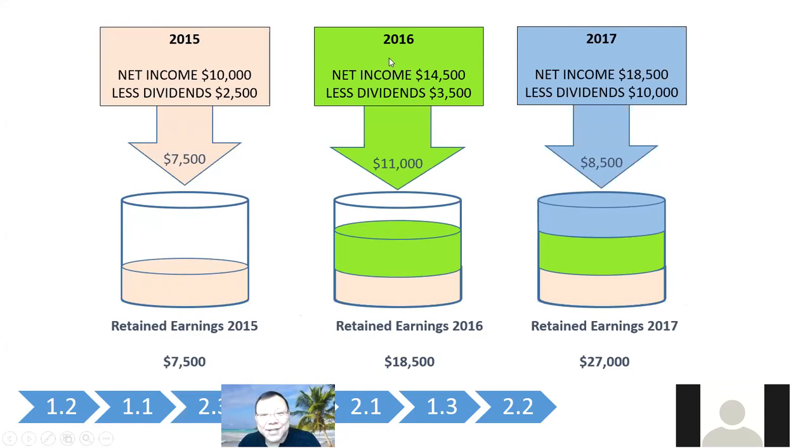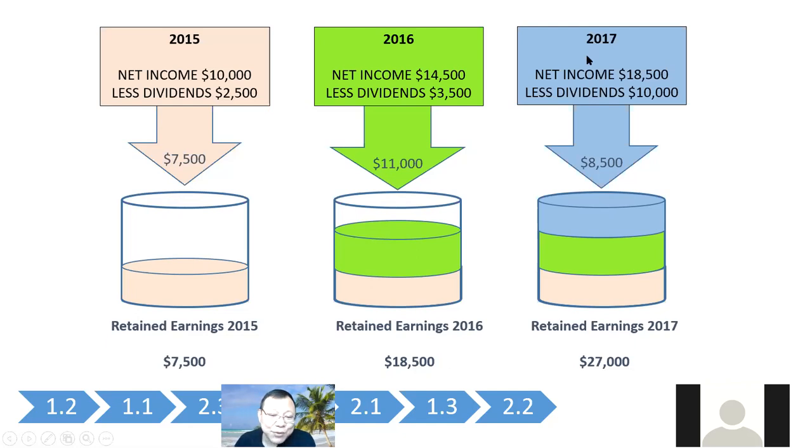And then the year after, 2016, the company makes 4,500, and this year the owner took 3,500 out of the company. So the difference is the retained earnings for that year, 11,000. So now in 2016, you have additional 11,000 retained earnings added to the pool. So in total, the balance of the retained earnings by the end of 2016 should be 18,500, right? Because at the beginning of the year, you already have 7,500, and during the year, you add another 11,000. So your ending balance is 18,500.